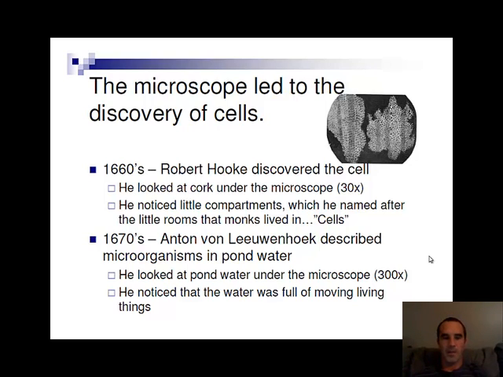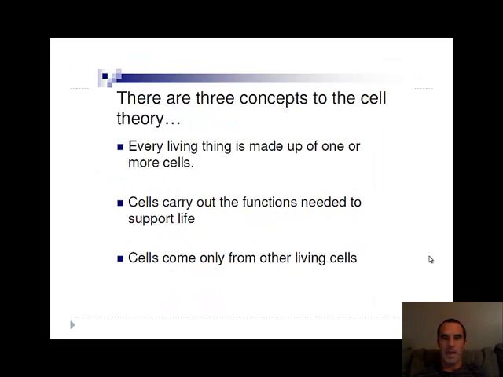So we see that Hooke sees the basic units of living things, calls them cells. Anton van Leeuwenhoek sees these single-celled organisms swimming around. We see that living things could be 1 cell big. And basically this developed 3 concepts for cell theory. Every living thing is made up of 1 or more cells. Cells carry out the functions needed to support life, and cells come from only other living cells.